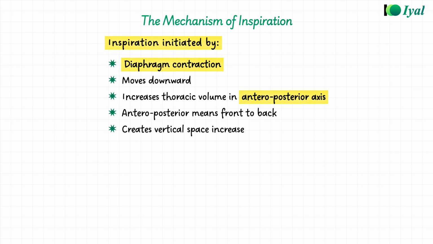Okay, let us understand how inspiration happens. It is initiated by contraction of the diaphragm. You remember the diaphragm? It is at the bottom of the thoracic chamber, dome-shaped. When it contracts, it flattens and moves downward. This movement increases the thoracic volume in what we call the antero-posterior axis. Antero-posterior means from front to back. So the front to back distance of the thoracic cavity increases. Think of it like a container. If you pull the bottom down, the container gets bigger vertically.